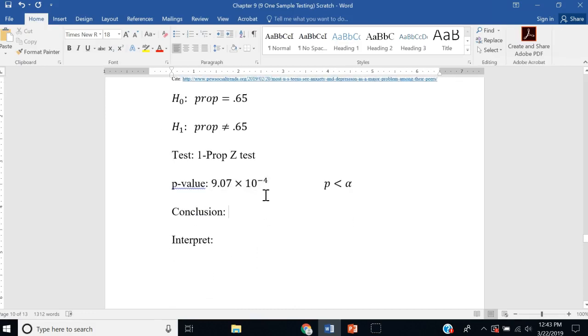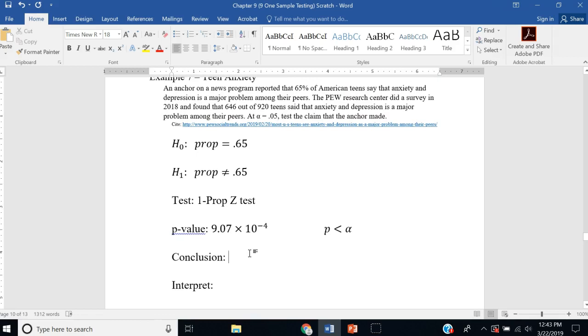That p-value is clearly smaller than 0.05. P-value less than alpha means we should reject the H0. Again, if I reject H0, I'm saying this can't be true. I keep doing this, draw a line through it, but again, on the test, you shouldn't necessarily do that. So we reject this. So we're saying the proportion of American teens who say this is not equal to 0.65. And that's how we would interpret that.